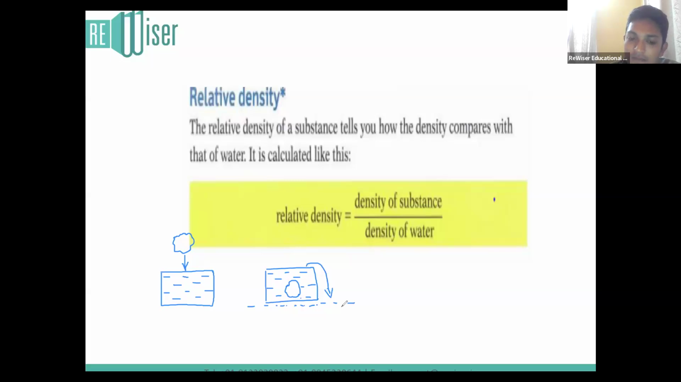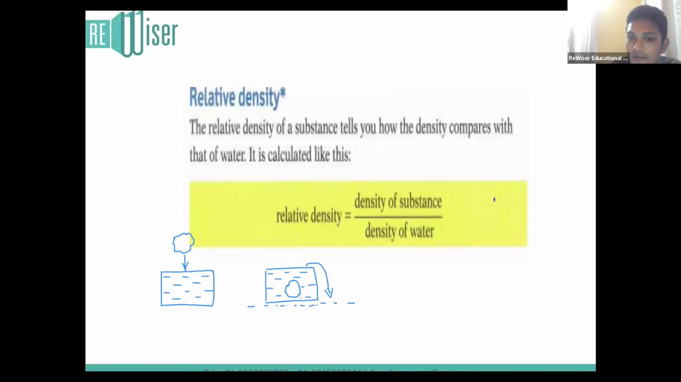By using this, you can find the density of the solid. You know its mass. You will figure out the volume from Archimedes principle. Mass and volume can help you figure out the density. Got it? Yes. Next.